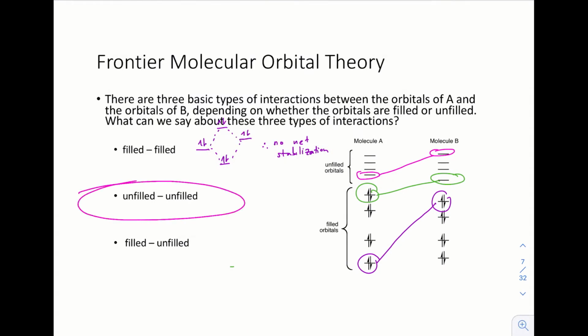Next, let's consider unfilled, such as this interaction between an orbital in A and an orbital in B. Keep in mind there are many unfilled interactions that can occur. So that's just one type that we're thinking about here. Do we need to think more carefully about it?